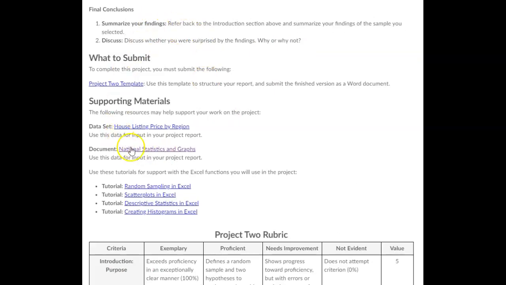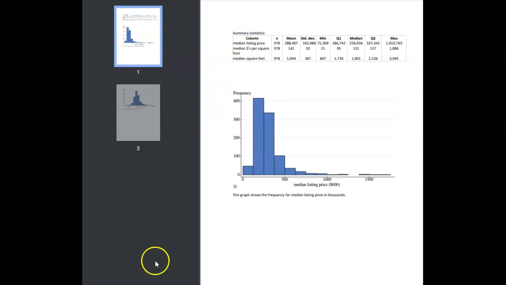You need to scroll down to the bottom, click on the national statistics and graphs, so that then you can see what the national average is for listing price. And so just find out what it is right here from clicking on that. And that is a value we're assuming to be true. We know what the national mean is for listing price, and we're going to compare our region to that value.